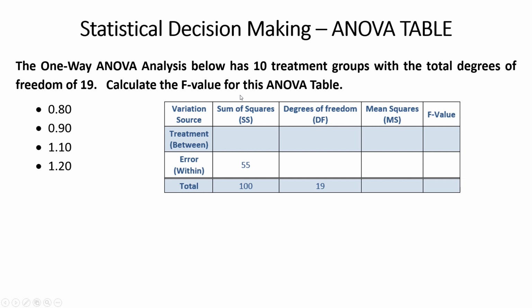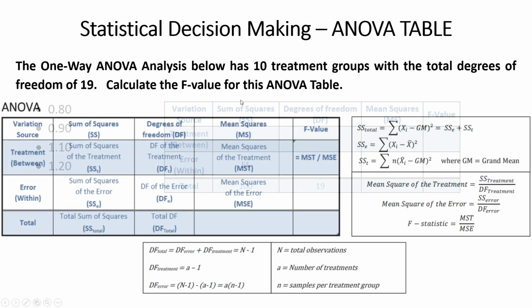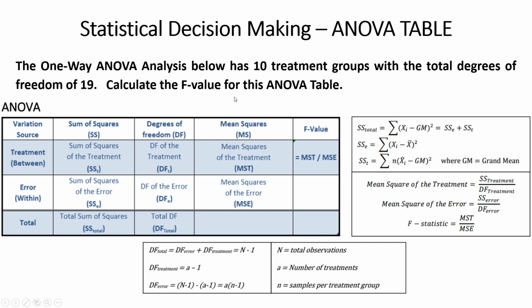Now, before we get into the actual math, I want to again go back to our cheat sheet here and talk about how you can use the cheat sheet to answer these questions. So the first thing is, let's start with the end in mind. The F value is calculated as the mean square of the treatment divided by the mean square of the error. So we're going to have to calculate these two things. And the way we calculate the mean square is to divide the sum of squares by the degrees of freedom. So we'll do that for both the treatment and the error.